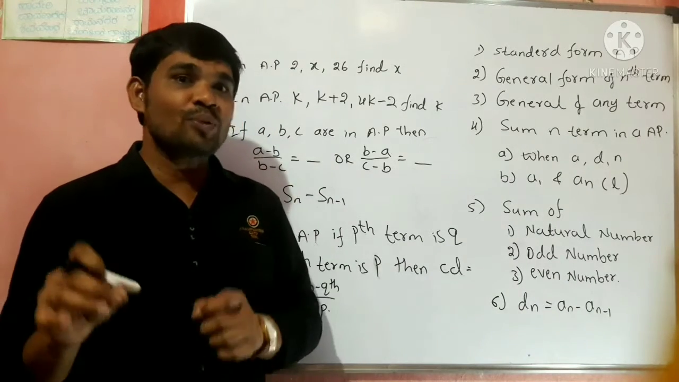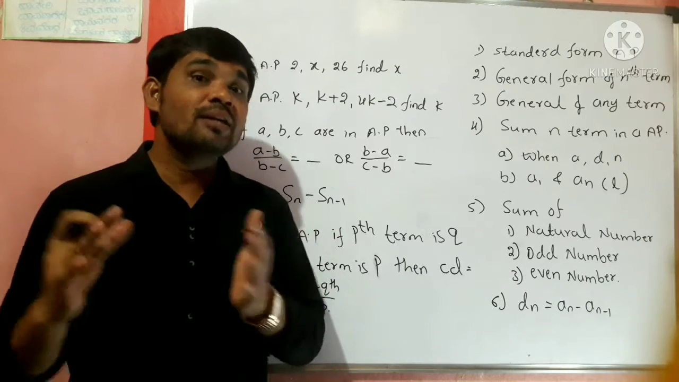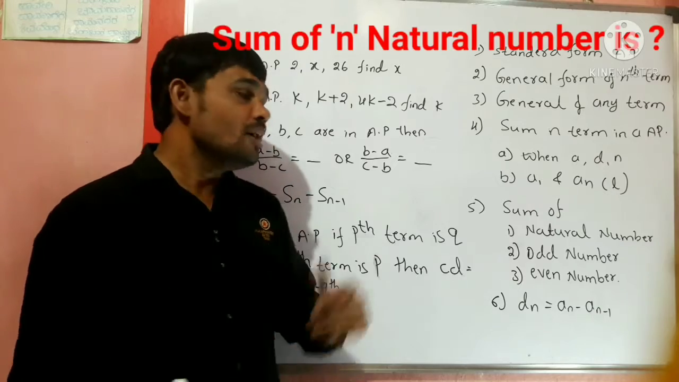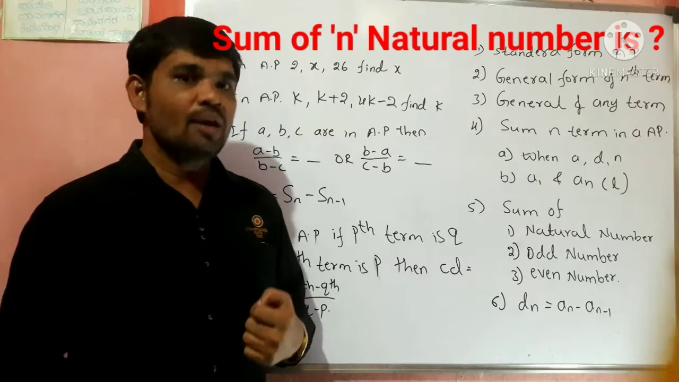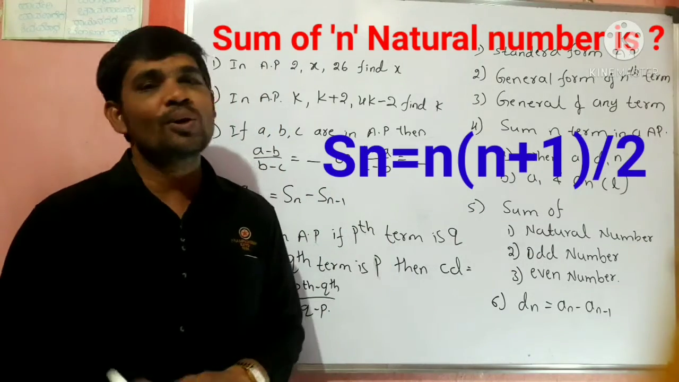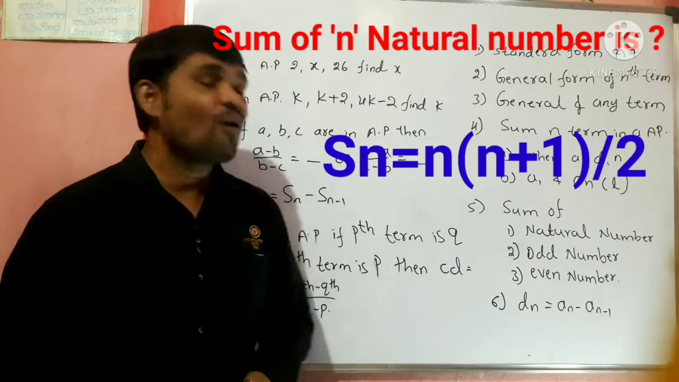It is in arithmetic progression because the common difference between all natural numbers is 1, meaning continuous numbers. Since the common difference between all natural numbers is 1, we consider it an arithmetic progression. So the sum of natural numbers is Sn = n(n + 1)/2. And one more question, odd numbers.